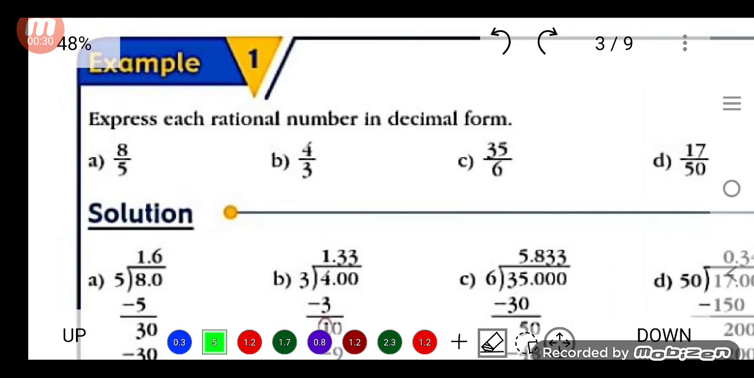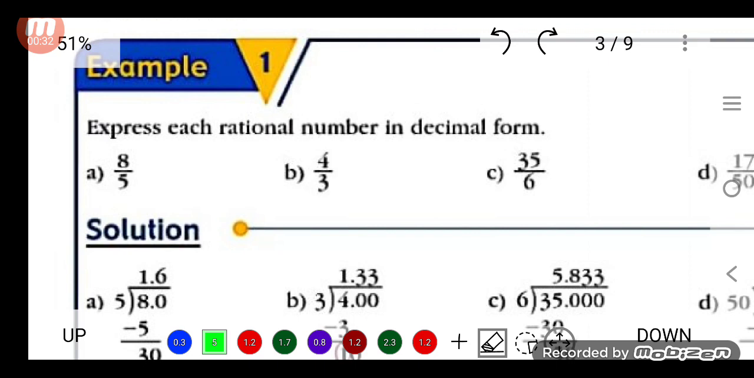First example: express each of the rational numbers in decimal form. This is very easy. In order to do that, you divide the numerator by the denominator. So for example, here you have 8 over 5. How can you convert this into a decimal?